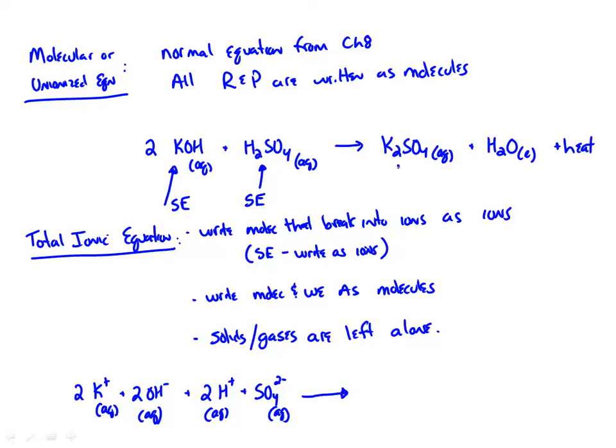What about K2SO4? Strong electrolyte, weak electrolyte, or non-electrolyte? It's a strong electrolyte because it's ionic, meaning it's a metal and a nonmetal, and it's aqueous. And so it gets written as ions, 2K plus aqueous plus SO4 2 minus aqueous.